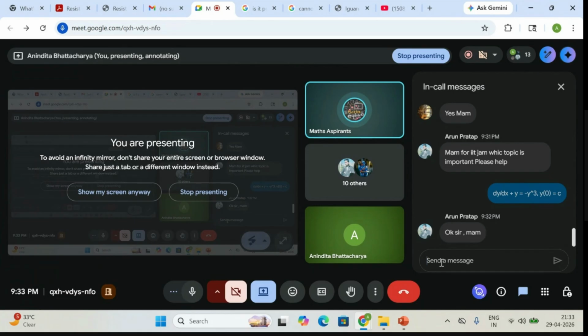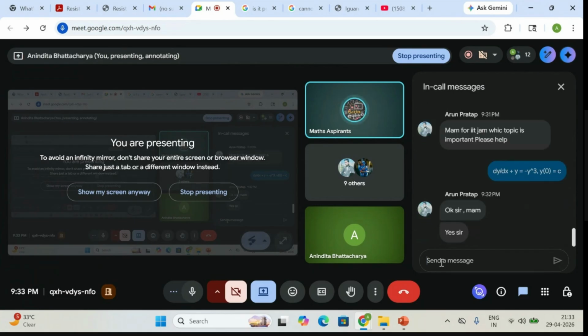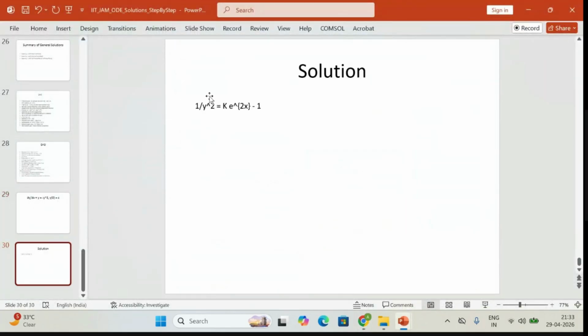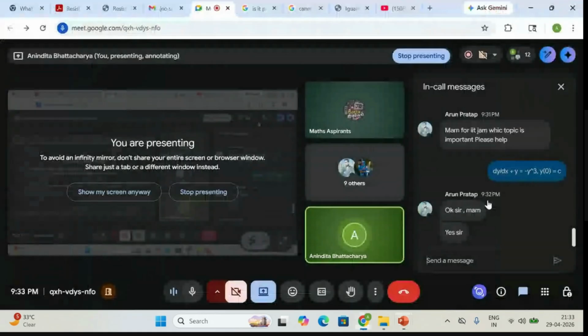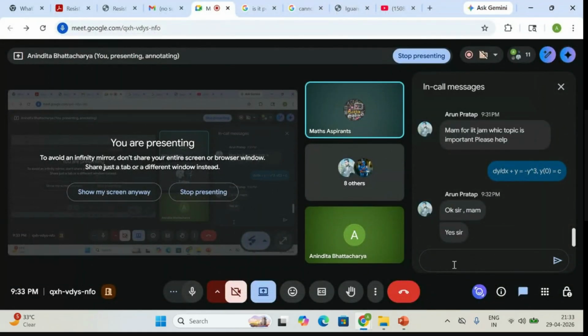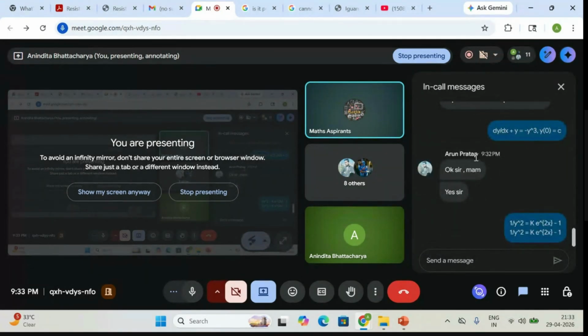So, Anindita, is the topic for today's session over? Yes, sir. This is the last one. Let me just type out the solution. I will show this detailed solution next week. They can try also. Yes, sir. The topic for today's session is over.